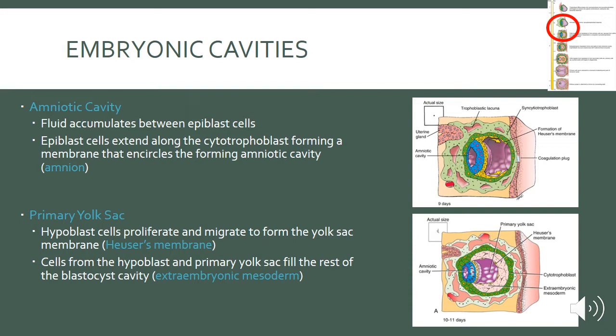The cells of the hypoblast proliferate and migrate to form a primary yolk sac, and the cells from the hypoblast and the primary yolk sac then fill the rest of the blastocyst cavity, a cavity that existed from earlier stages of development, and they're now called the extraembryonic mesoderm.